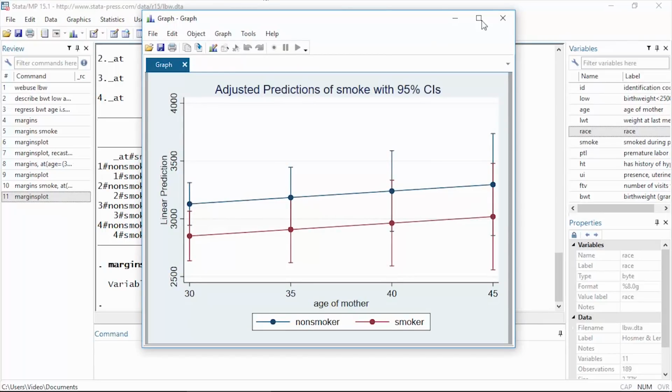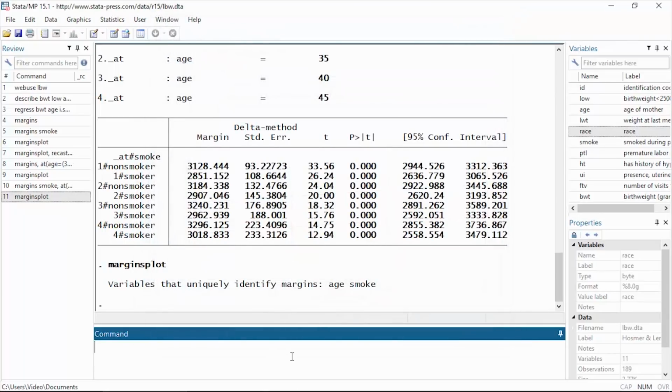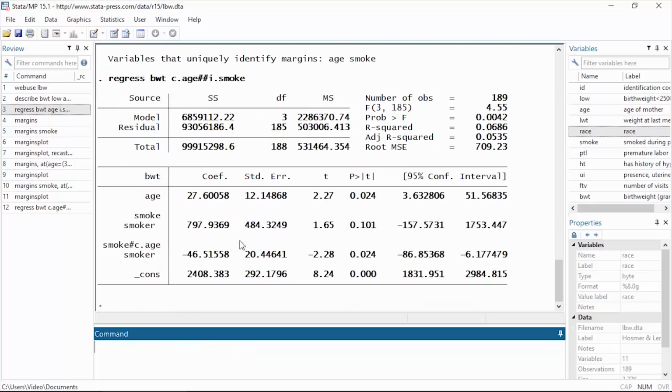Now, that's cool, but what if I go back and I refit this model? Let me fit the model again, and I'm going to type c. in front of age, and put two little sharps here, or hashtags, or whatever you want to call them. What this is going to do is fit a full factorial model, which will include the main effect of age, the main effect of smoking, as well as the interaction between age and smoking.